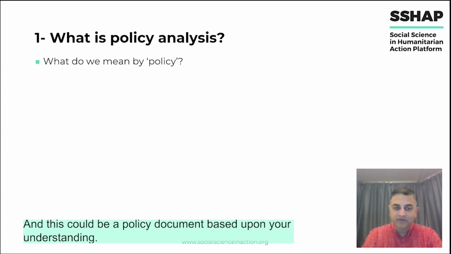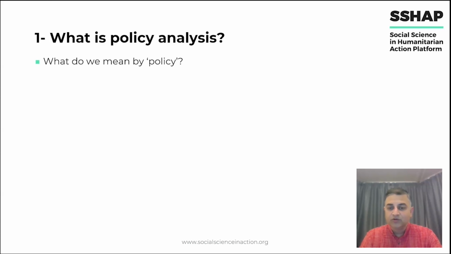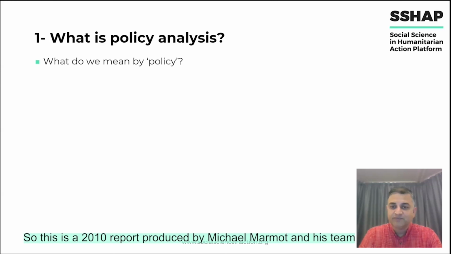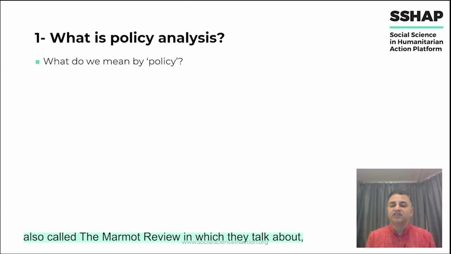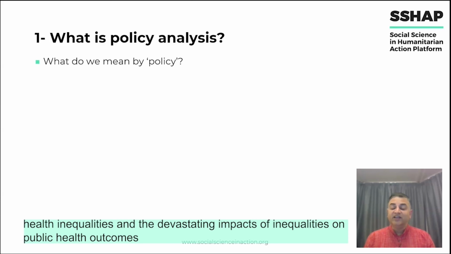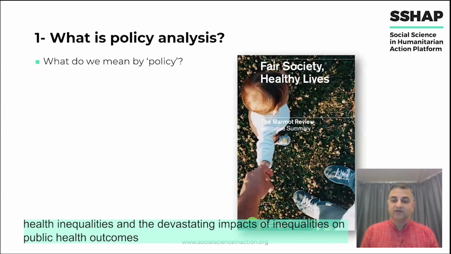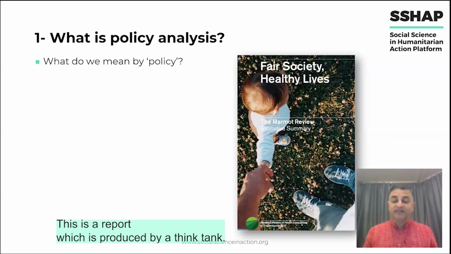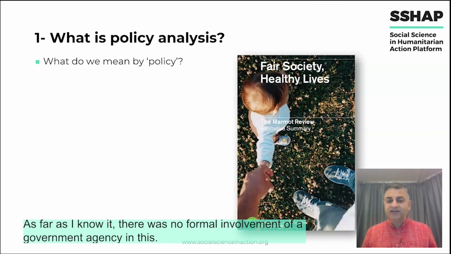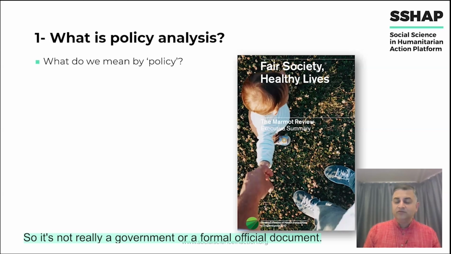And this could be a policy document based upon your understanding. So this is a 2010 report released by Michael Marmot and his team, also called the Marmot Review, in which they talk about health inequalities and the devastating impacts inequalities have on public health outcomes and social outcomes. This is a report which is produced by a think tank. As far as I know, there was no formal involvement of a government agency in this. So it's not really a government or a formal official document.